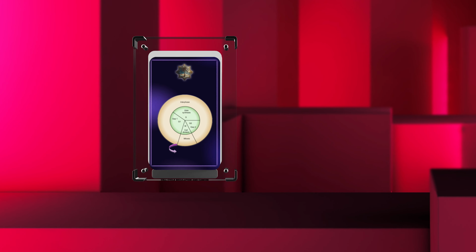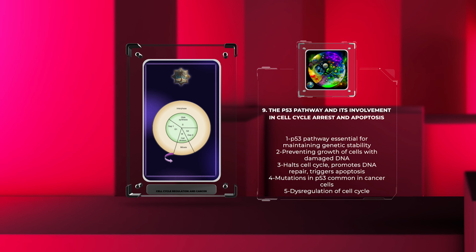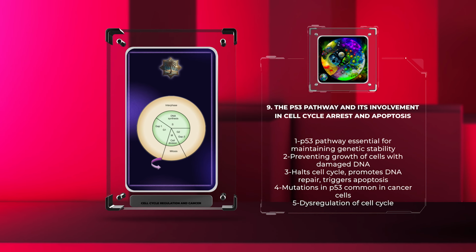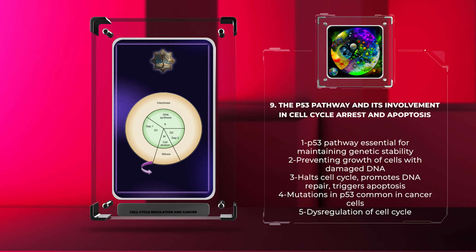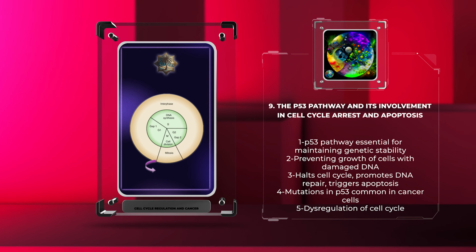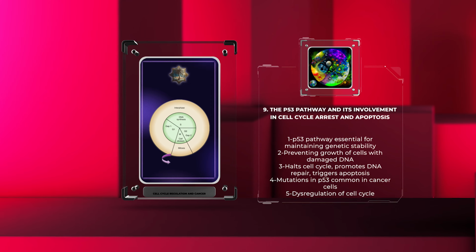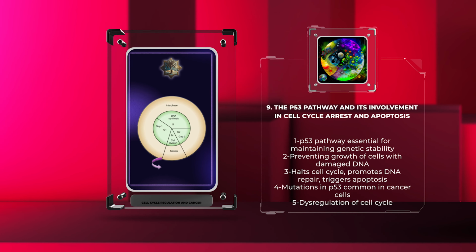The p53 pathway is essential for maintaining genetic stability and preventing the growth of cells with damaged DNA. When activated, p53 halts the cell cycle and promotes DNA repair or triggers apoptosis. Mutations in the p53 gene are common in cancer cells, leading to dysregulation of the cell cycle and increased cell survival. Understanding the p53 pathway is important for developing cancer treatment strategies.